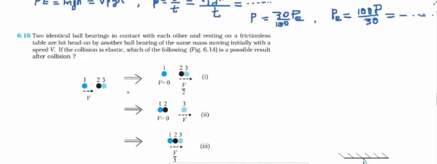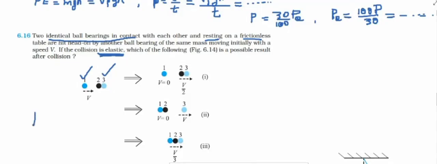Next, question 16. Two identical ball bearings are in contact with each other, as shown here, ball bearings 2 and 3. They are at rest on a frictionless stem. Then an identical ball bearing moving with velocity v, that means ball 1, collides with them. Three cases are given. The question says the collision is elastic. Which of the following is a possible result?